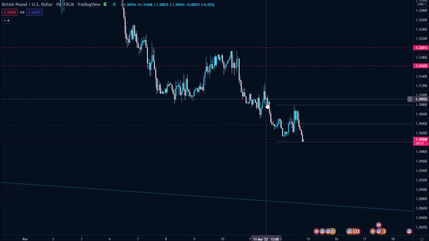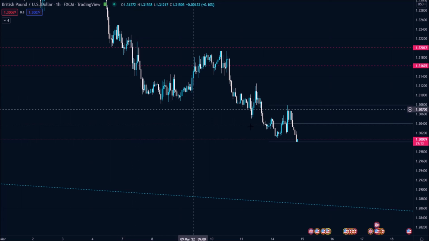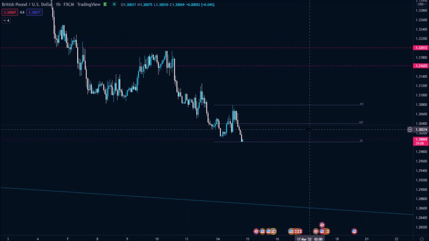So at the moment, not really close to any trades at the moment. Still need a little bit more price action, but those are really the main dollar instruments that I'm interested in.